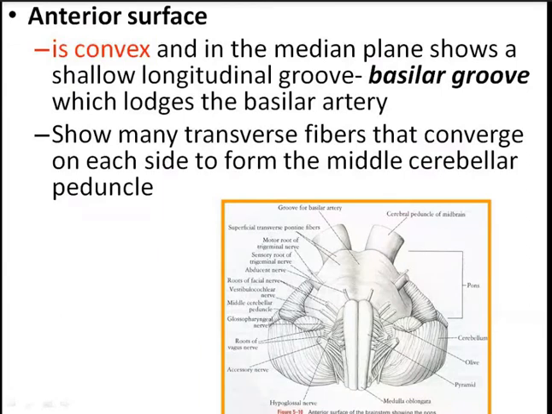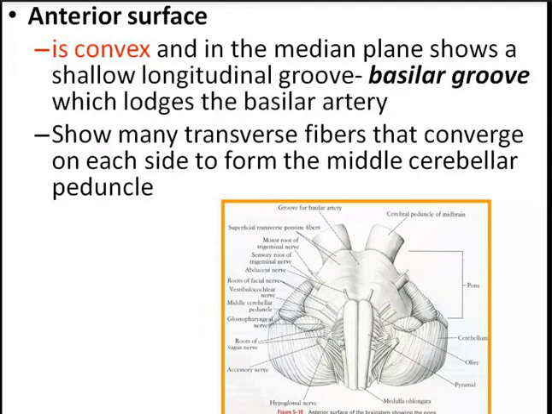So talking about the anterior surface of the pons, it is convex, and in the median plane it shows a shallow longitudinal groove. Here we can see a groove in the middle, that is the basilar groove, which lodges the basilar artery. This is the prominent feature in the anterior surface of the pons, and it is occupied by the basilar artery in normal condition.